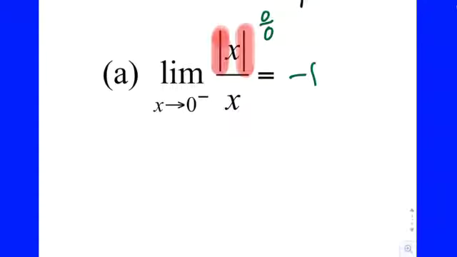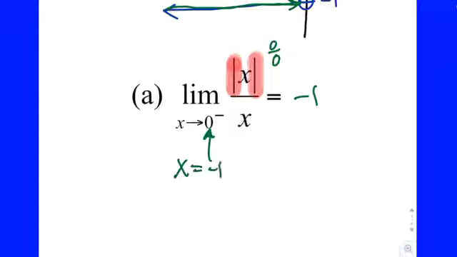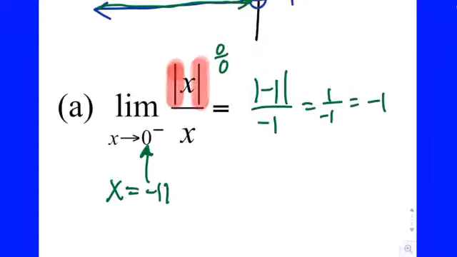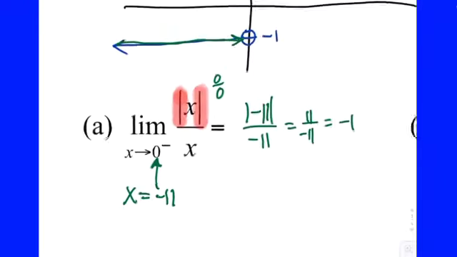And so here's how we evaluate it. If we're approaching 0 from the left, pick a number to the left of 0, any number to the left of 0. -1, okay? And then by direct substitution, what do you get when you plug a -1 into the equation? You get the absolute value of -1 over -1, which is 1 over -1, which is what? -1. What if you don't want to plug in -1? What if you like -11? Okay, that's the absolute value of -11 over -11, which is 11 over -11. It's still -1, right?